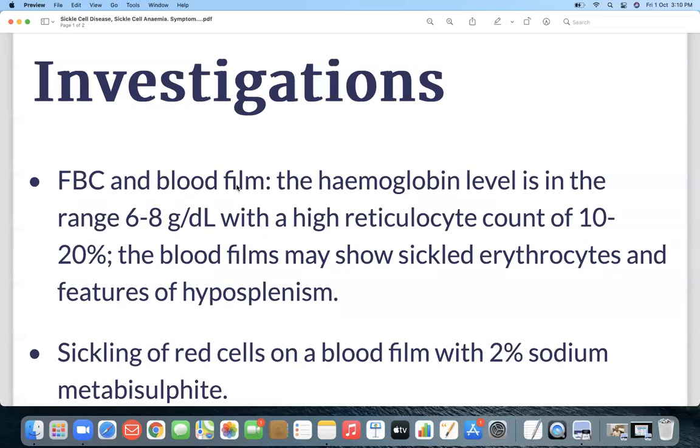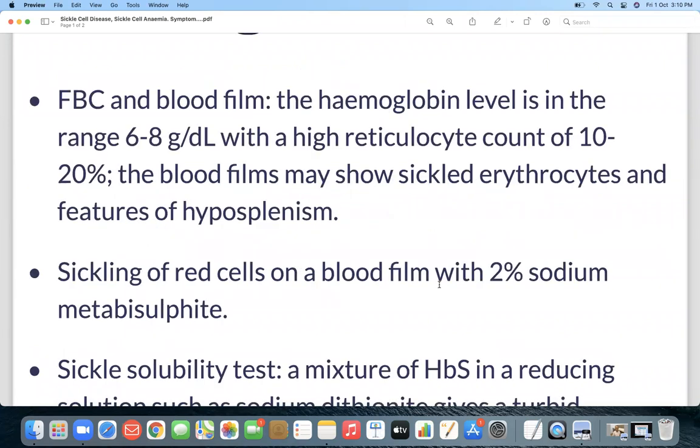So full blood count and blood film. The hemoglobin level is in the range of 6 to 8 grams per deciliter with a high reticulocyte count of 10 to 20%. So usually when you do the blood film, you will see a low hemoglobin of 6 to 8 grams, and also high reticulocyte counts, 10 to 20%. And blood films will show sickled erythrocytes and features of hyposplenism.